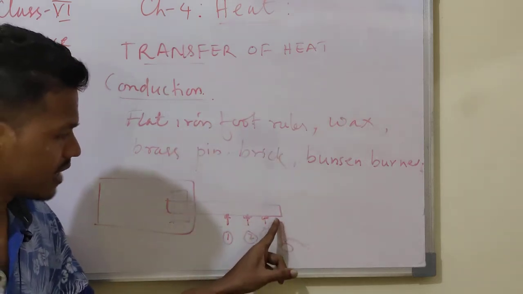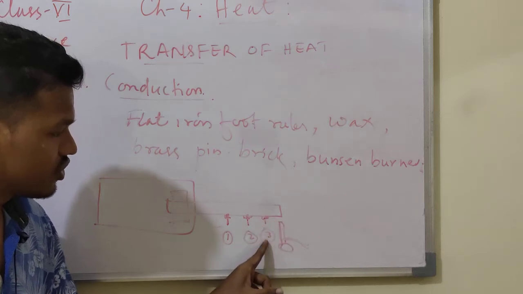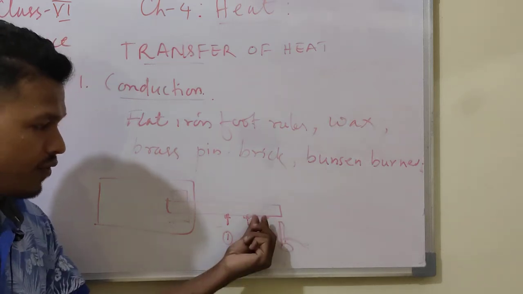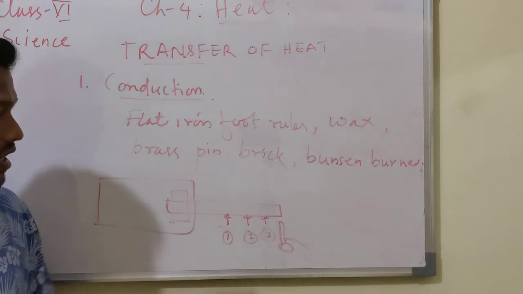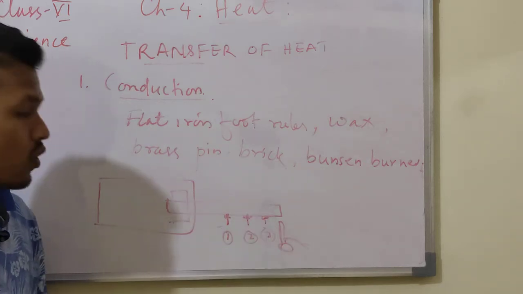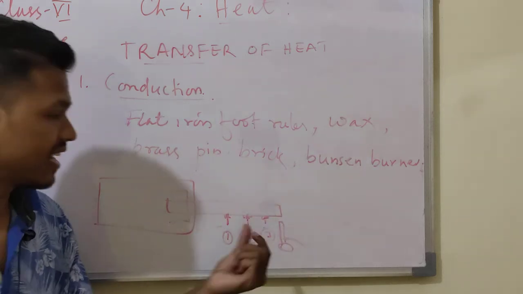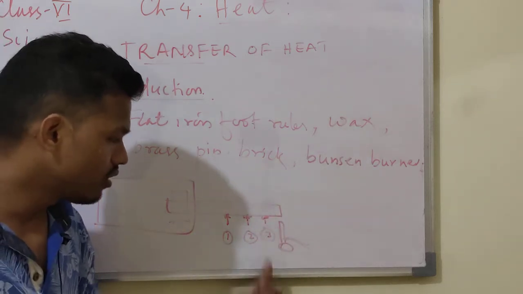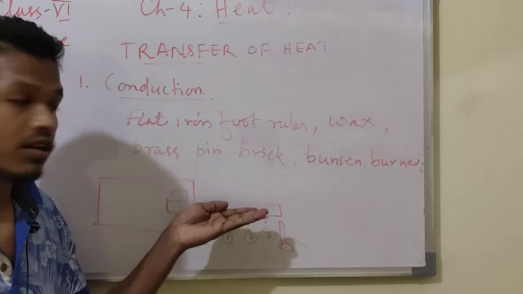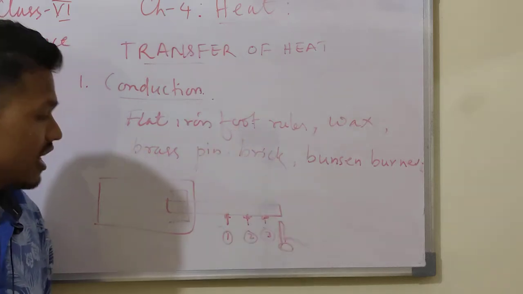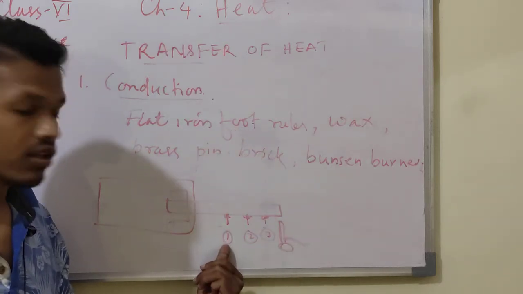What happens after supplying heat? First the third pin will get detached and fall. Why? Because the heat is transferring, the wax will melt, and the third pin will drop. It will detach from the foot ruler and fall down. Then the next, the second one, then the first one.